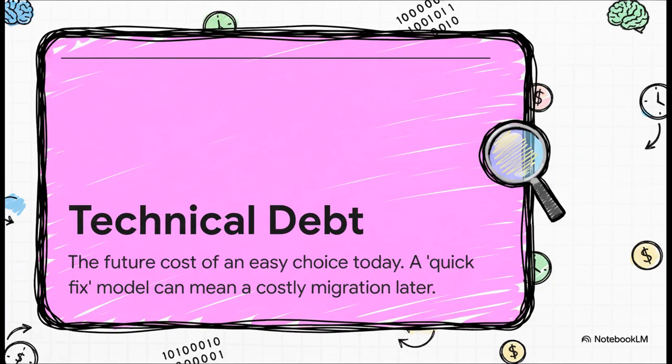This is a classic, textbook example of what engineers call technical debt. Choosing a model that's easy and cheap for your prototype today might feel like a quick win, but it could lock you into a massive, expensive migration project down the road when you need to scale up to higher quality. Thinking about this stuff up front can save you a huge headache later.